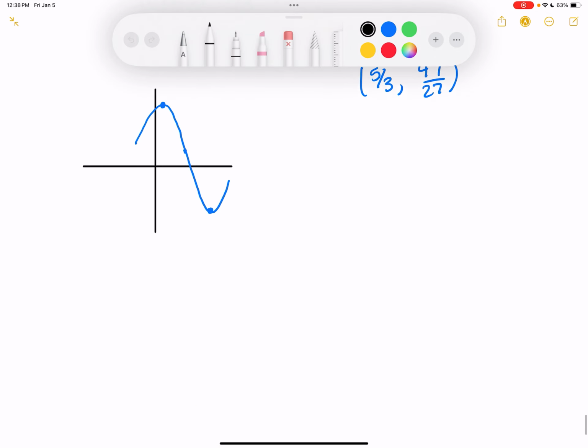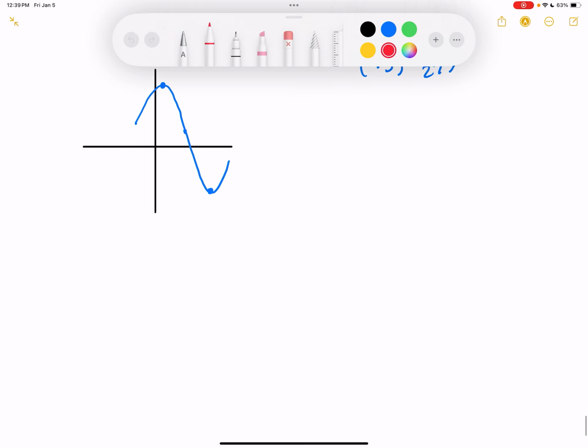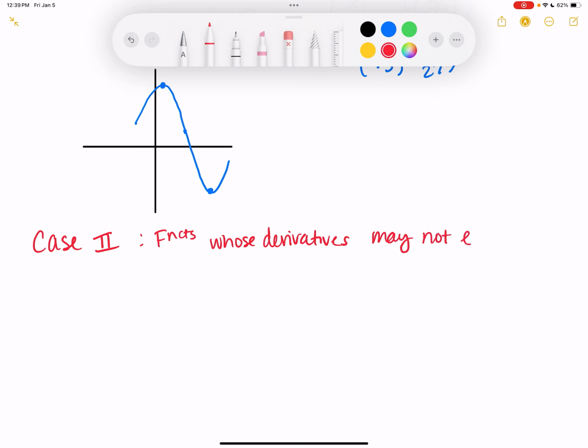Taking notes. Okay. Case 2. So we did case 1 yesterday, so case 2 today. Case 1 was functions that are everywhere differentiable. Case 2 is going to be functions whose derivatives may not exist, or may not exist everywhere.